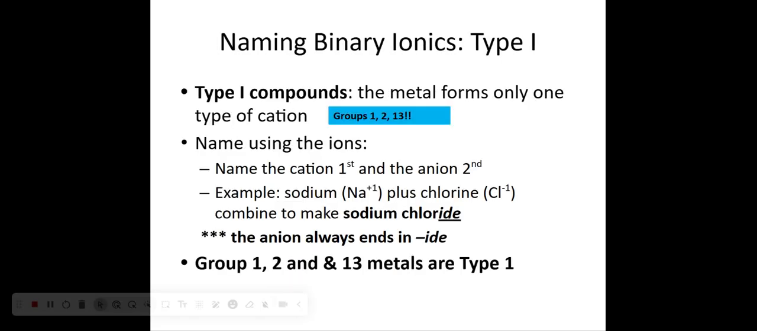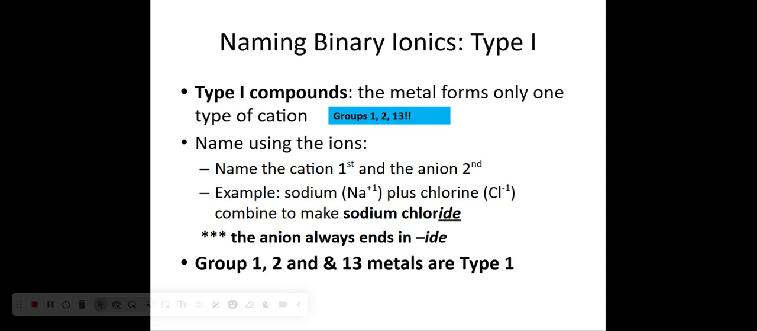All right, under naming binary ionics type 1, let's talk about type 1 compounds. So in type 1 compounds, the metal forms only 1 type of cation. Type 1 compounds come from groups 1, 2, and 13 on your periodic table. They are the ones that we know the charges of. +1, +2, +3 charges. The metal forms only 1 type of cation with +1, +2, or +3 charges from groups 1, 2, and 13. They are very easy to name, and you name them using the ions.